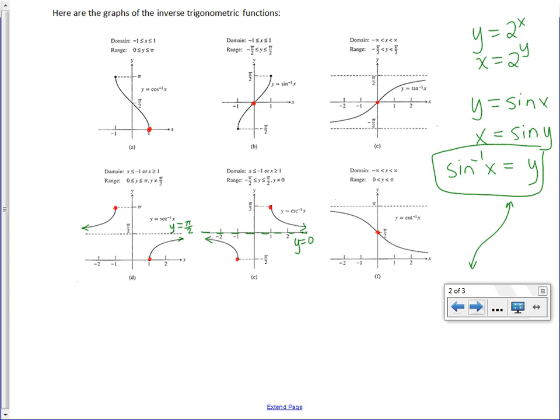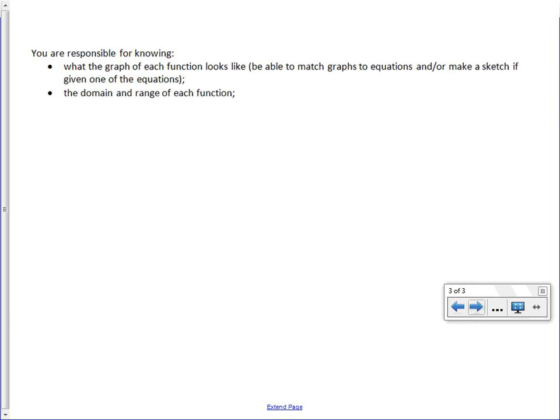It's going to be a recognition game of what you're responsible for. You know what each graph looks like. Be able to match graphs to equations and or make a sketch if given one of the equations. I'm not going to make you do the sketch. It'll be the recognizing part. So if you want, you can scratch out the make a sketch. I'm not going to make you sketch it. It's not fair for me to make you sketch it when I talk to you in less than like 15 minutes. Okay? But you should be able to recognize it, and then be able to state the domain and range of each.